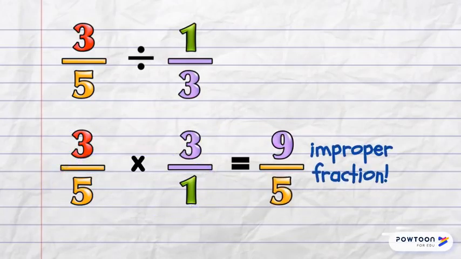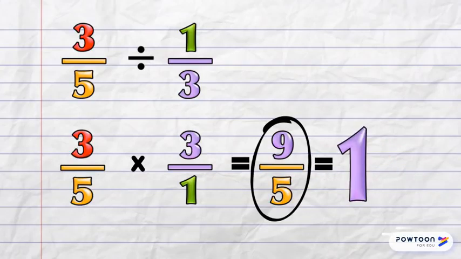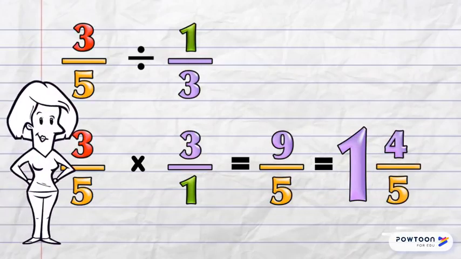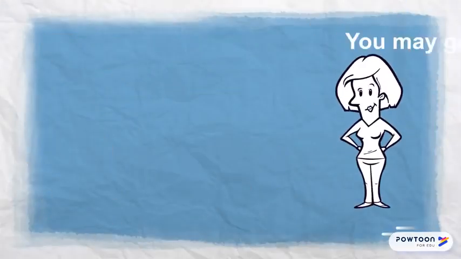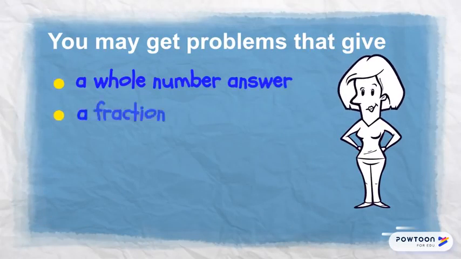It's an improper fraction, and as you know, we can't leave it like that. We have to change it to a mixed number. So 5s into 9, that's one whole group of 5 and a remainder of 4. Put that back over the denominator of 5 and we're done. Our answer is 1 4/5. As you practice dividing fractions, you may get problems that work out giving you a whole number answer, like in our first example. Or you might get a fraction or a mixed number in your answer.